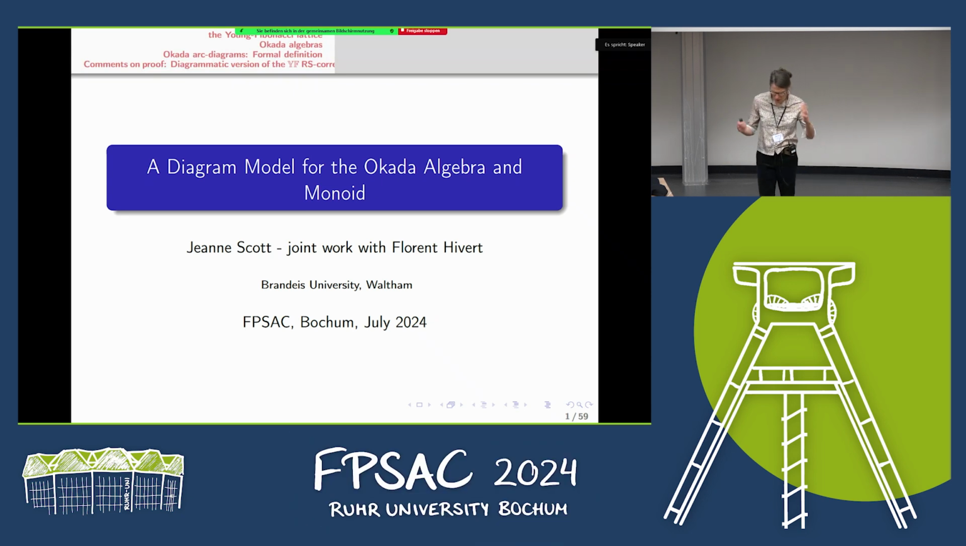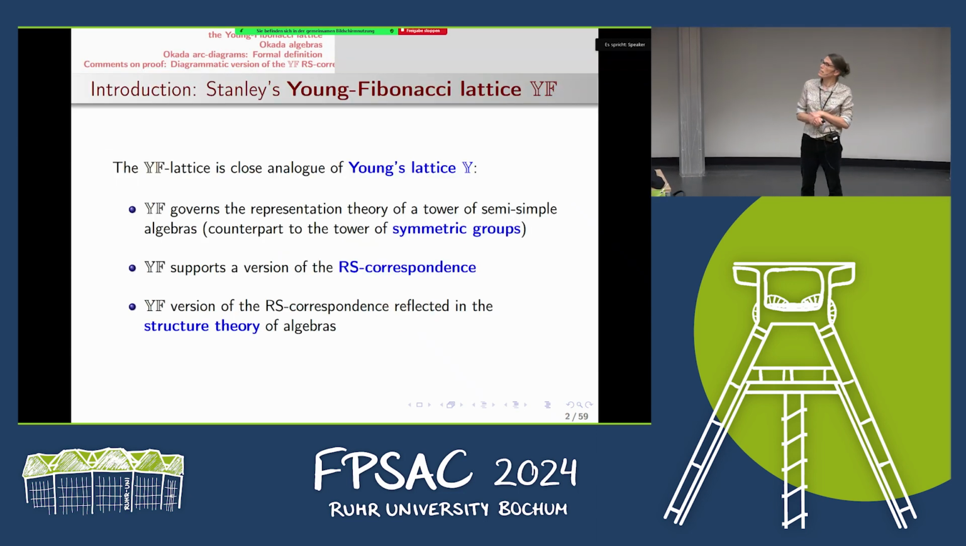So I'll be discussing some joint work with Florent Avier. It's part of an ongoing and broader project, which is studying Stanley's Young Fibonacci lattice. This is a very close relative to the lattice of integer partitions.